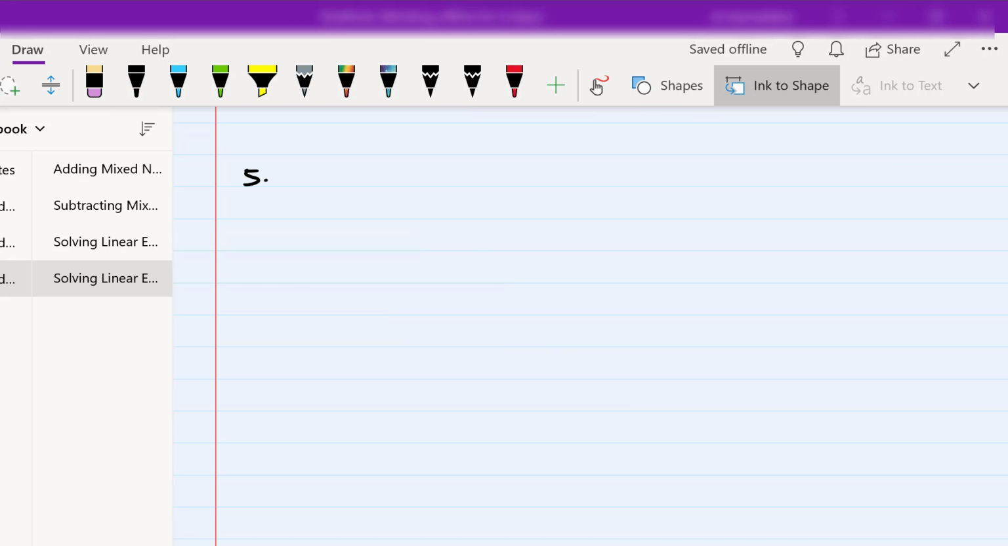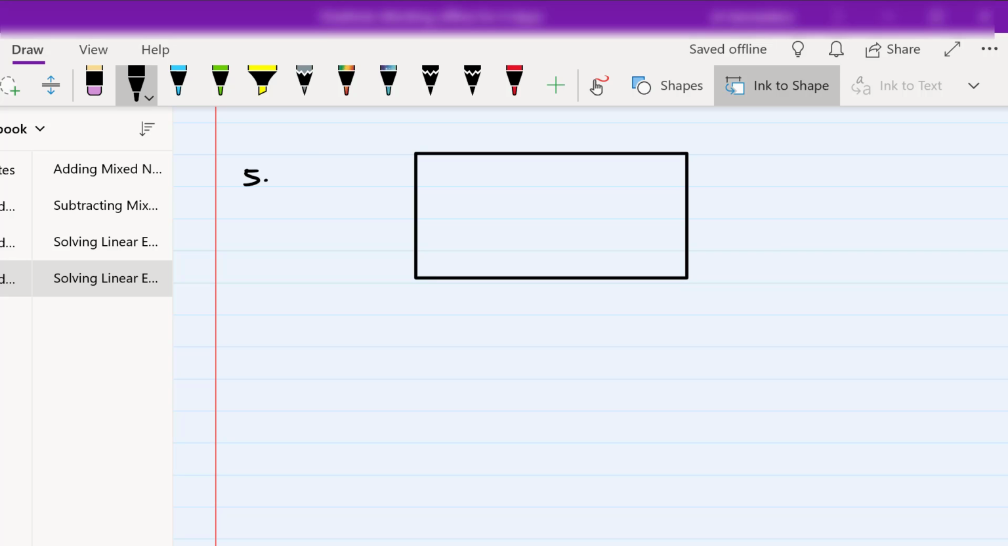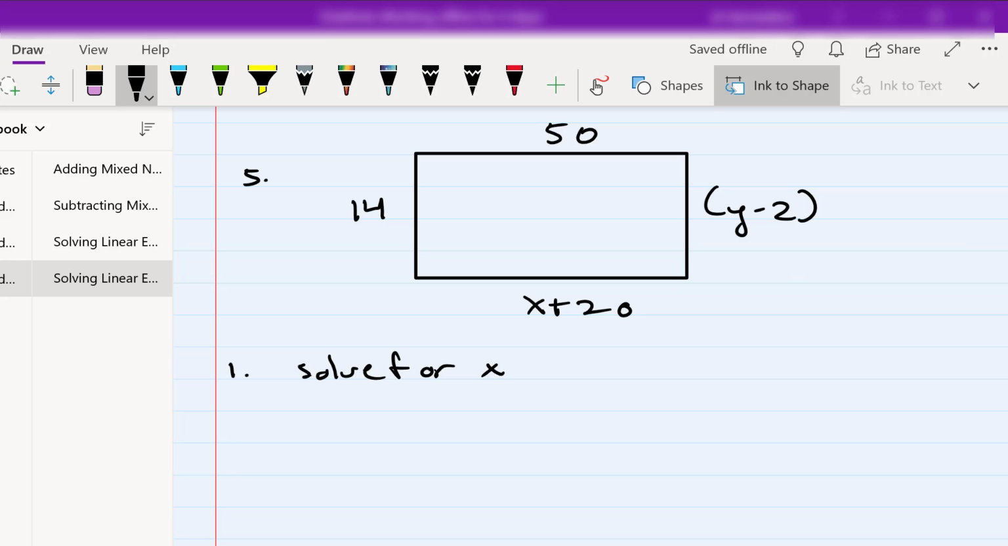Problem 5 involves solving for the unknown sides of a rectangle. Let us suppose we had a rectangle as such, and we wrote that this is 14 inches or centimeters, and this is 50 inches or centimeters. And I had x plus 20 on this side and y minus 2 on this side. And the first question was to solve for x, or the unknown here.